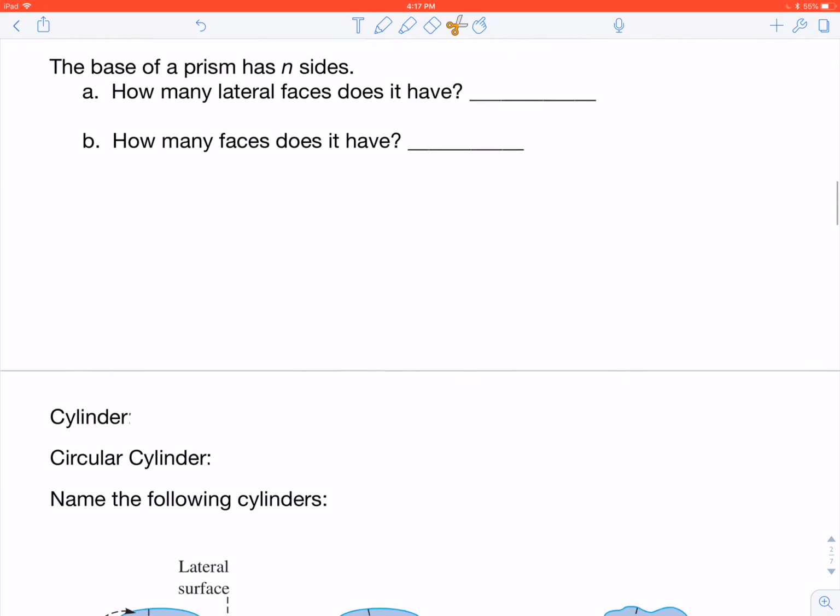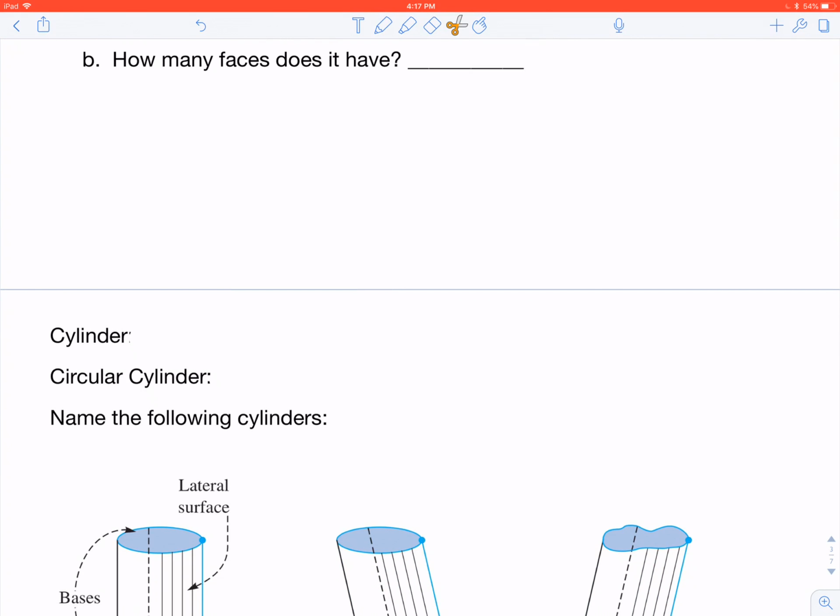Go on down, please, to cylinders. And we will come back and discuss prisms and all of these other things when we get to class. We'll be working with some examples and some hands-on stuff, but for right now, I just want to get the terminology down. A cylinder is the union of line segments joining the corresponding points on two parallel simple closed curves.